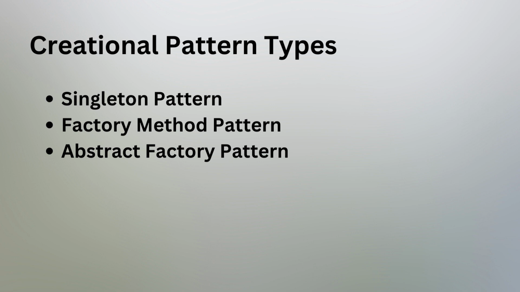Factory method pattern. The factory method pattern defines an interface for creating objects, but allows subclasses to decide which class to instantiate. This pattern enables the creation of objects without specifying their concrete classes, promoting loose coupling and extensibility.